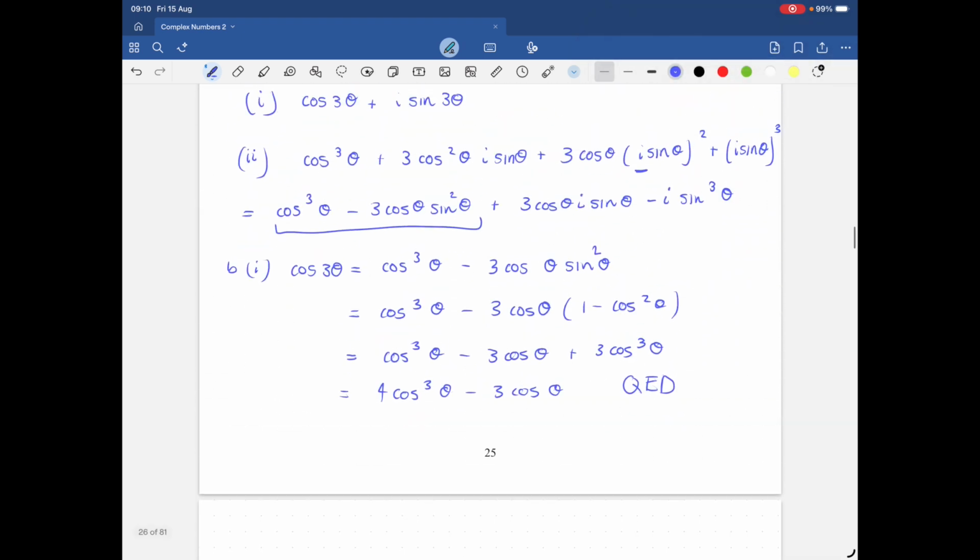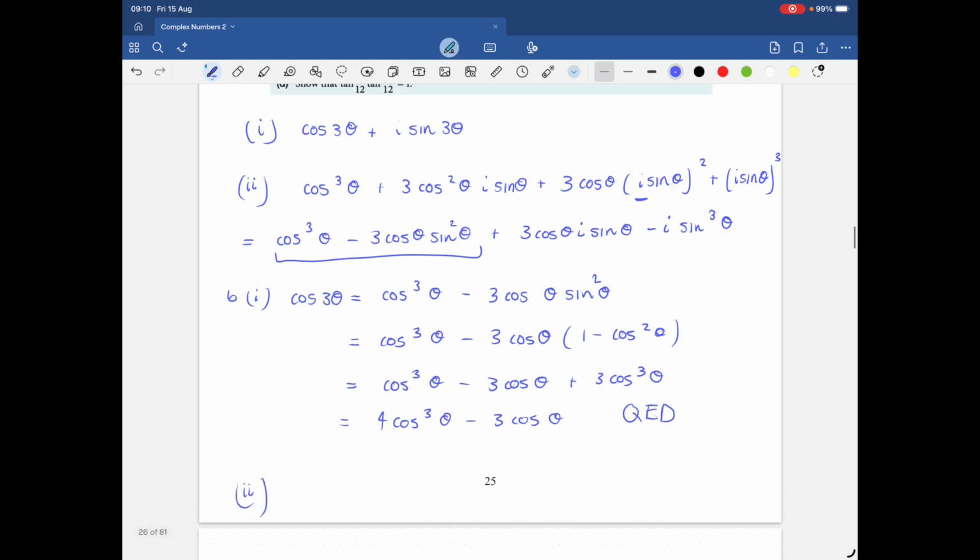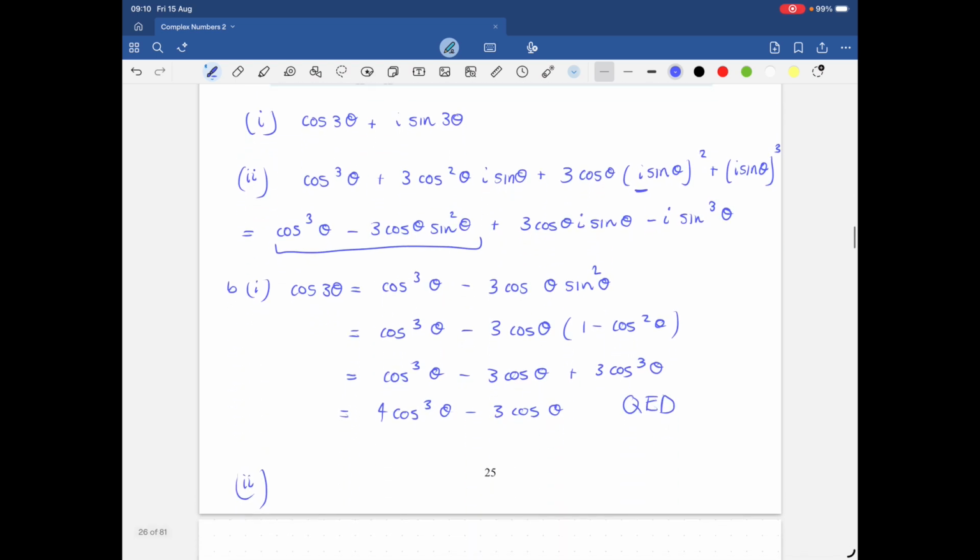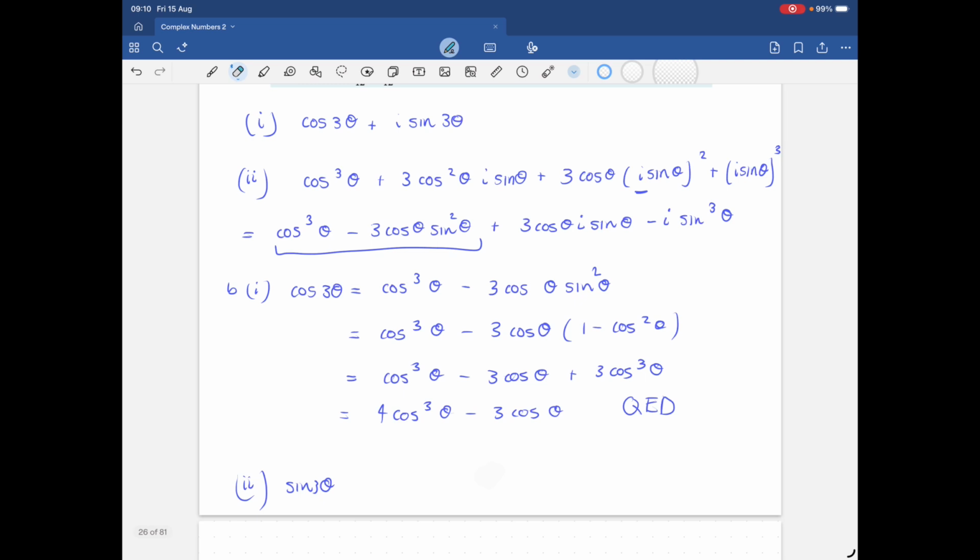Right. Part 2 of that wants us to deduce things about sin 3θ. We know that sin 3θ is just equal to the imaginary component of our expansion, because if we have an expansion, we can equate the real and imaginary components on the right and left hand side. Now we've agreed that the imaginary components of this expansion are equal to 3 cos θ. We don't need to write the i because we already are saying that these are the imaginary components, so we don't need to do our job twice.